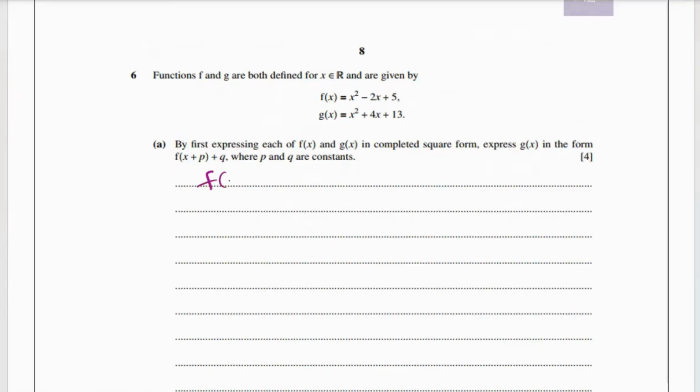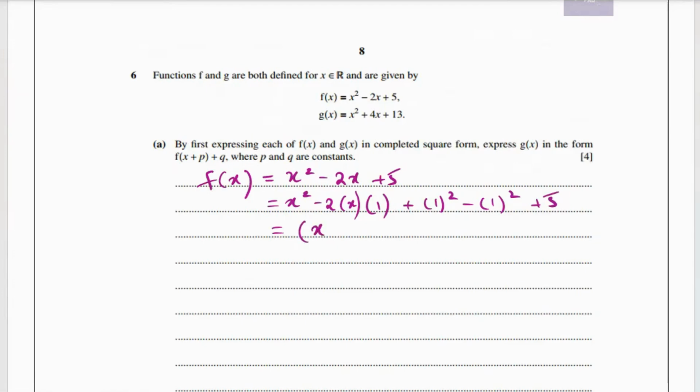So let's first convert f of x to completing square form. It's x squared minus 2x plus 5. That's going to be x squared minus 2 times x times b, where b is going to be 1. So plus 1 squared minus 1 squared plus 5. That's going to be x minus 1 whole squared minus 1 plus 5, which is going to be x minus 1 squared plus 4. This is your completed square form for f of x.